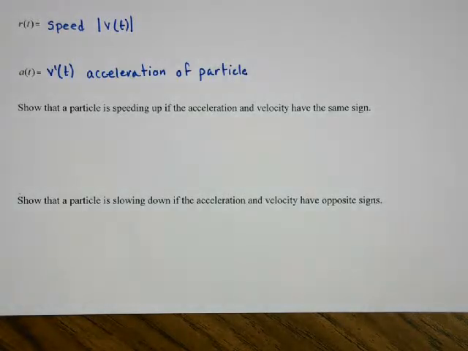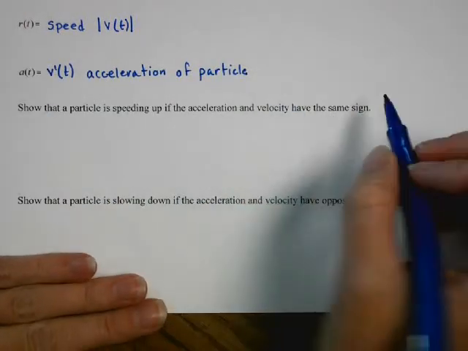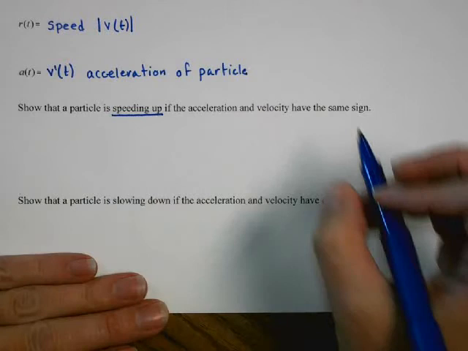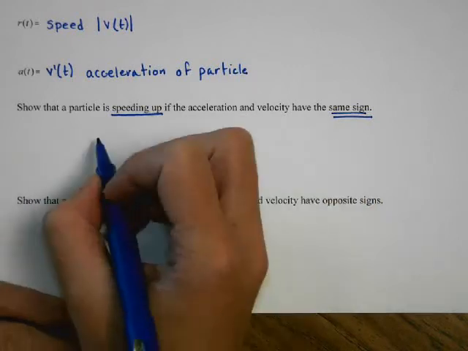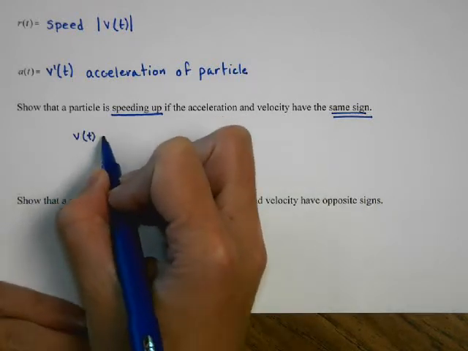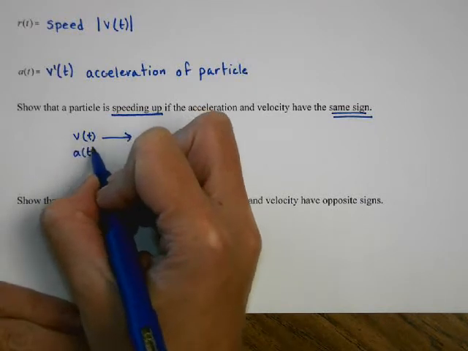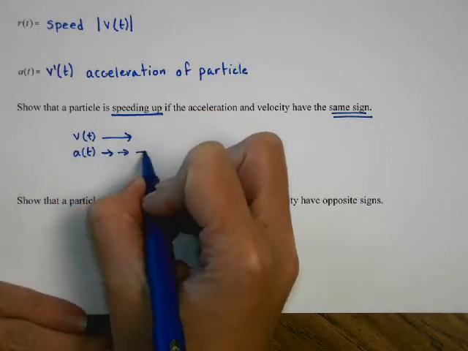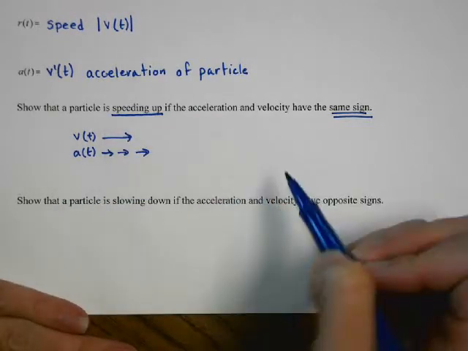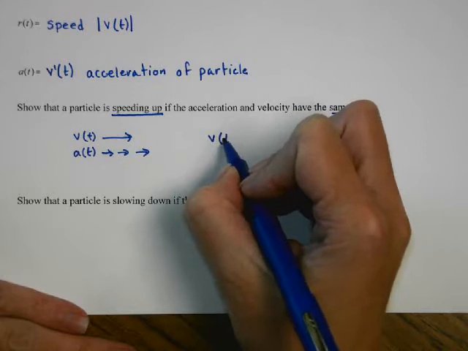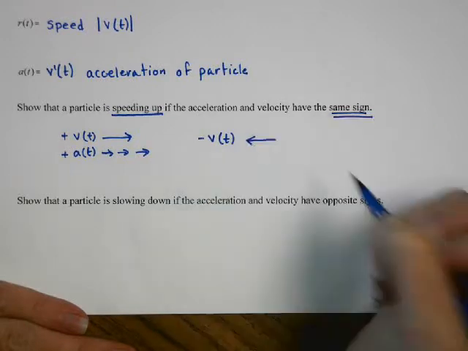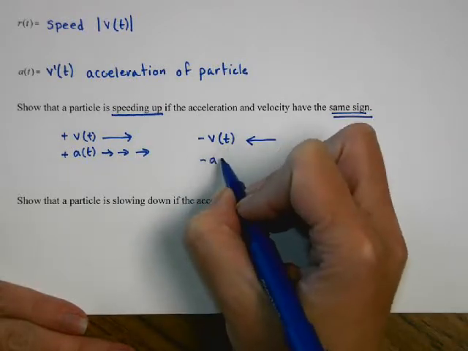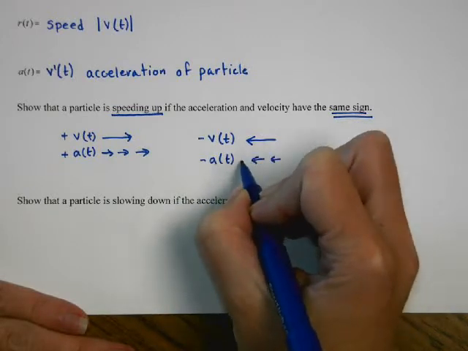So acceleration will be positive and negative as well. And if the particle is speeding up, the velocity and acceleration have the same sign. So I'm just going to kind of visualize that. If our velocity is positive and our acceleration is positive, that means it's going to be speeding up in the same direction. Same with negative. If I have negative velocity, it's going to go this direction, and negative acceleration means it's going to be accelerating in that direction.